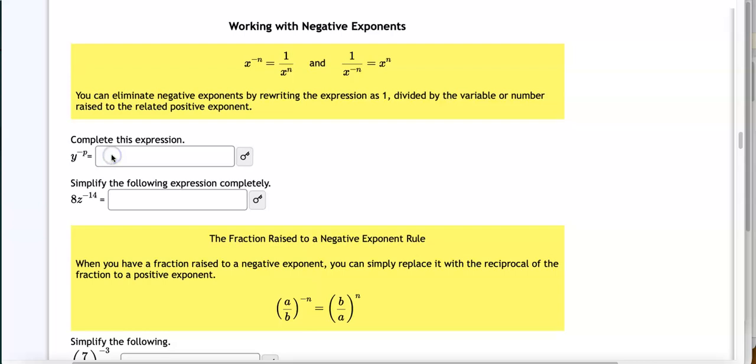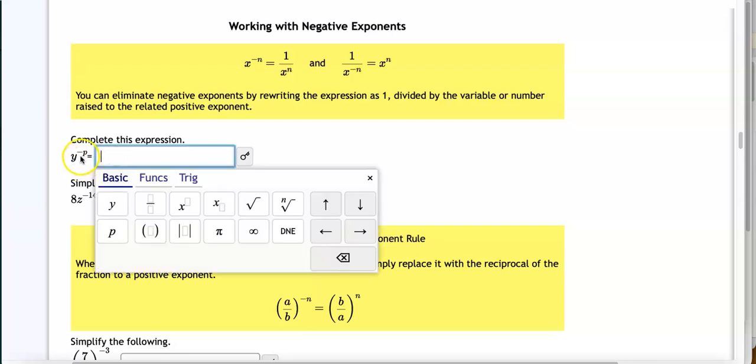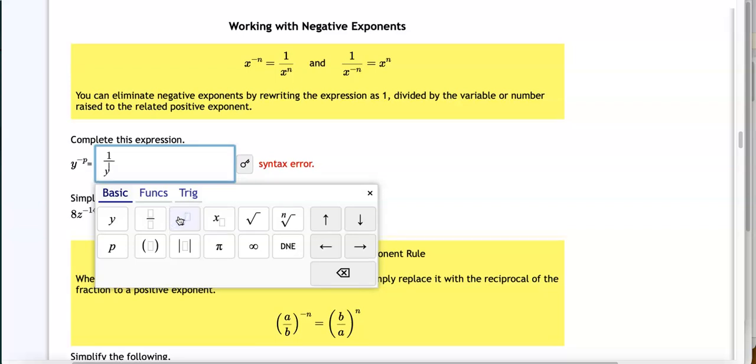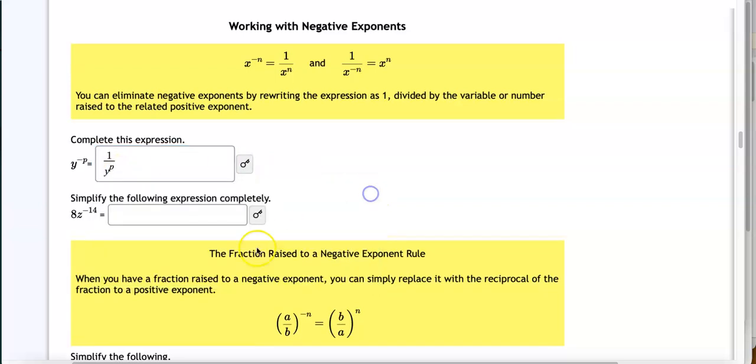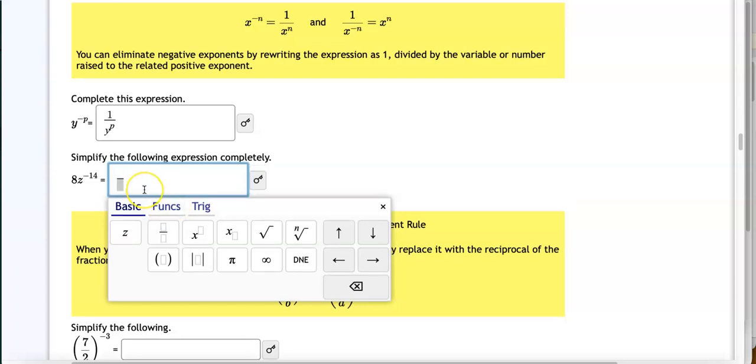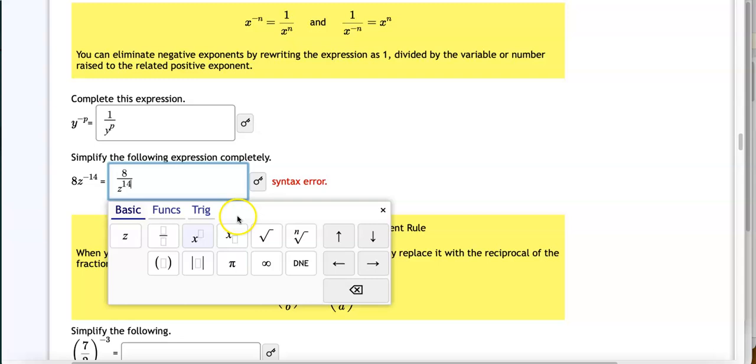So what would we have here? In this first case, because we have a negative, we want to make a fraction. We want to keep 1 in the numerator. But then y to the p power is going to get sent down to the denominator. Now notice that the negative is only attached to the z here. It's not attached to the 8. Unless you had parentheses enclosing the 8z, you would have to say that this negative 14 is only applying to the z. So when you are looking at your fractions here, you have to leave the 8 in the numerator. And then for the denominator, you can make this z to the 14 power.